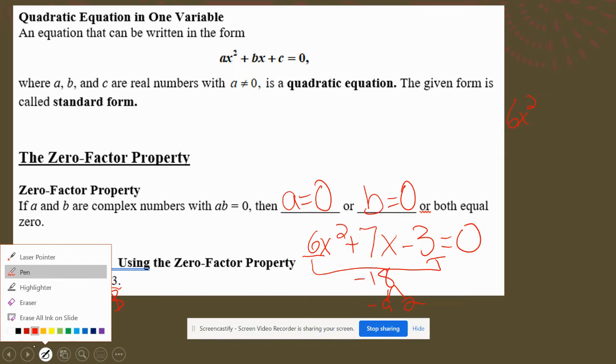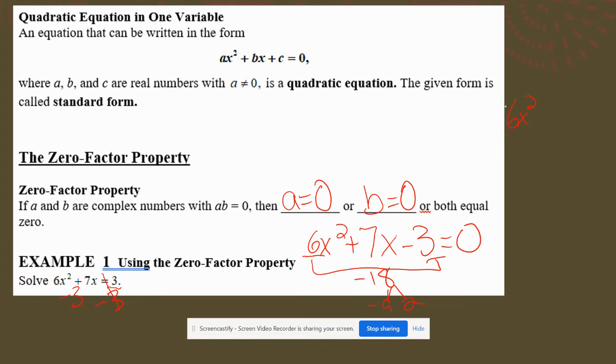Oops, let's change colors there. It's brighter. 6x squared minus 9x plus 2x minus 3. 4 terms, we're factoring by grouping. The greatest common factor on the left side is 3x, which leaves us with 2x minus 3.